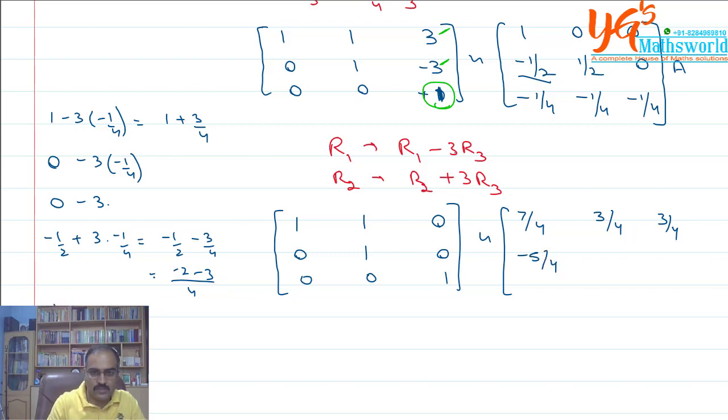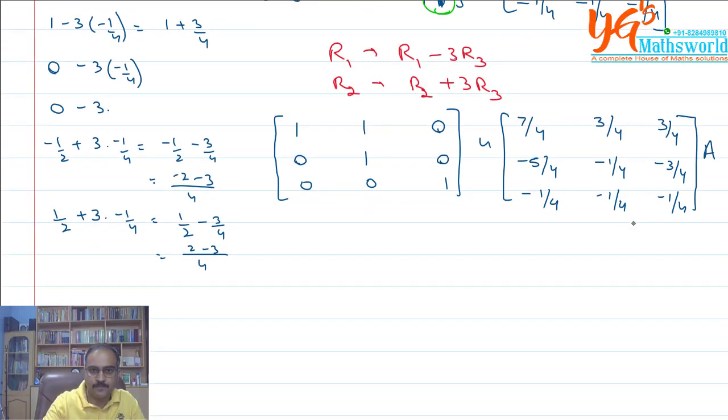Next is 1 by 2 plus 3 times minus 1 by 4. So 1 by 2 minus of 3 by 4. So 4 LCM, 2 minus of 3, that will be minus 1 by 4. Then 0 minus 3, so it will be minus 3 by 4. Then minus 1 by 4, minus 1 by 4, minus 1 by 4 into the matrix A.